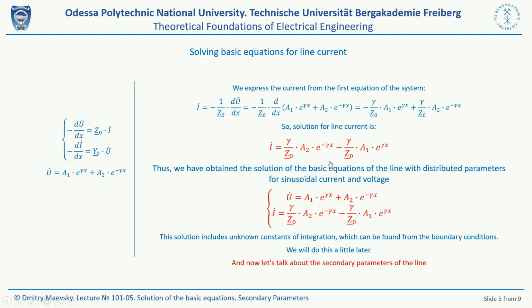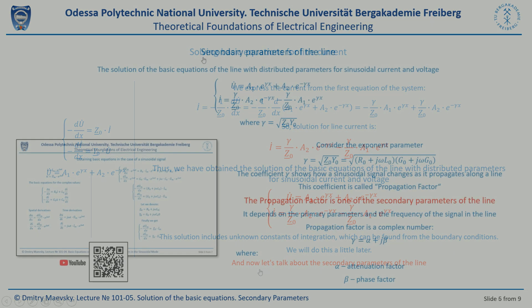Note that the expression for current also included the same integration constants A1 and A2 that we included in the expression for voltage. We can find these constants later from the boundary conditions. In the meantime, let's introduce the concept of secondary parameters of the line.